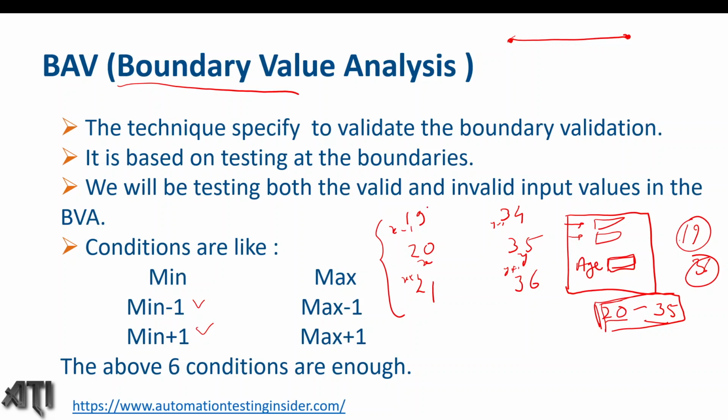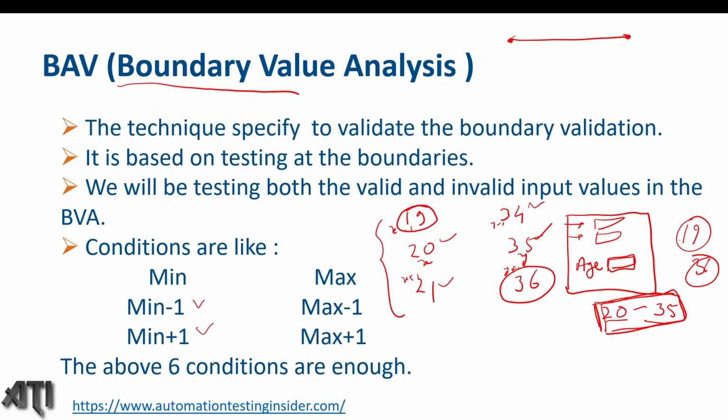So what are the invalid conditions over here? Like 19, it should not take 19, correct? And 36. All others are positive test cases. It should accept all the values like 20, 21, 34 and 35, because this is under this criteria, 20 to 35 range.